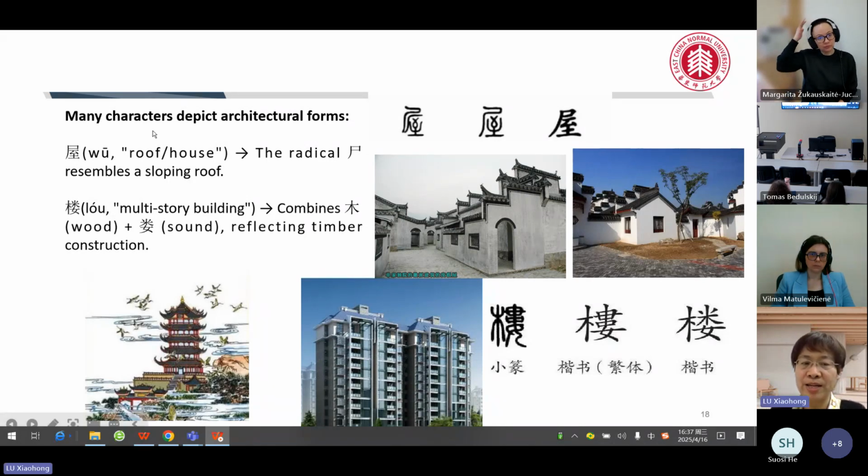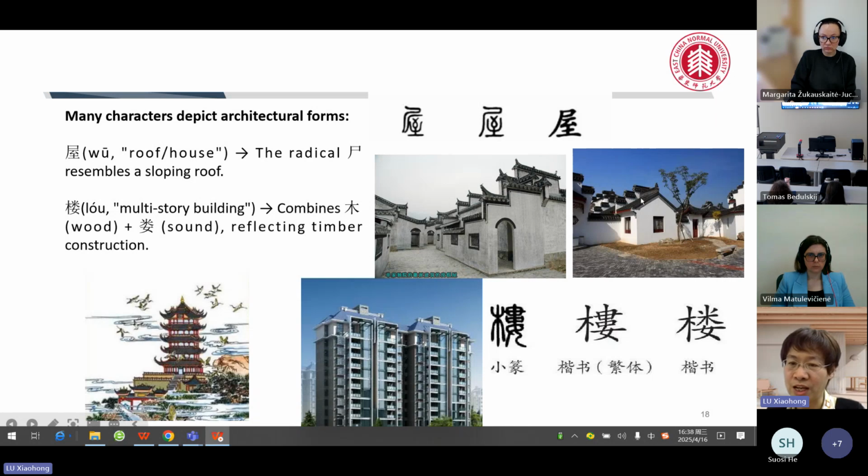Here we can find many characters that depict architectural forms. Take the word wu, for example. I think you have learned it in your Chinese class, meaning a roof or house. The radical here is very much like a sloping roof. So this is the original seal writing. Here is a sloping roof, and the inside is like the word 至. That means a place for you to sleep, for you to take a rest. So like the architectural forms, a sloping roof.